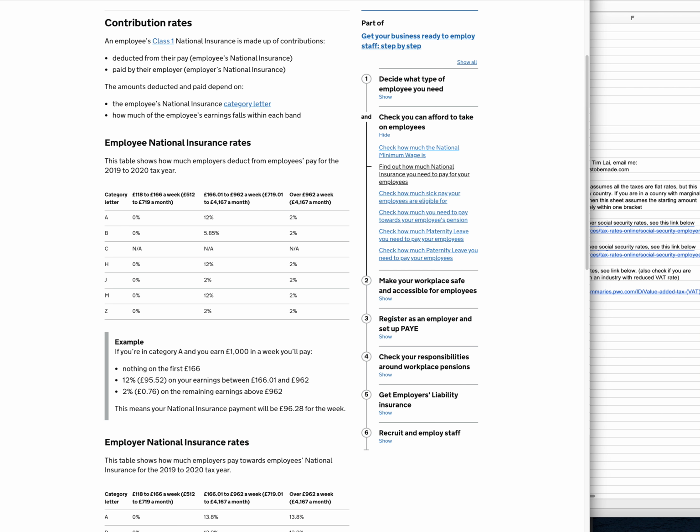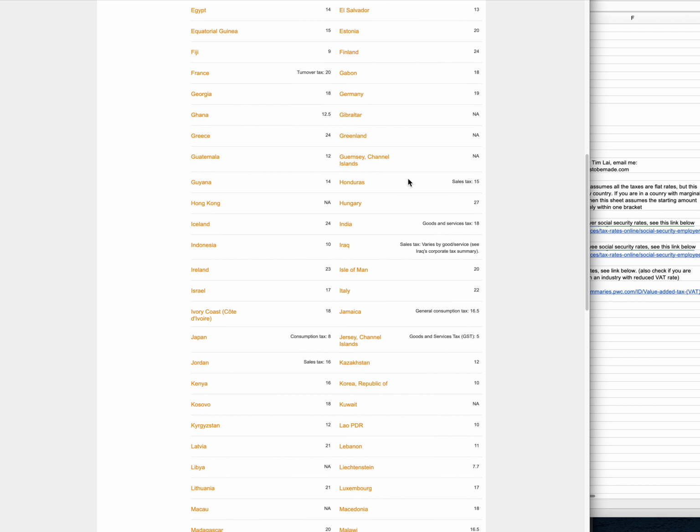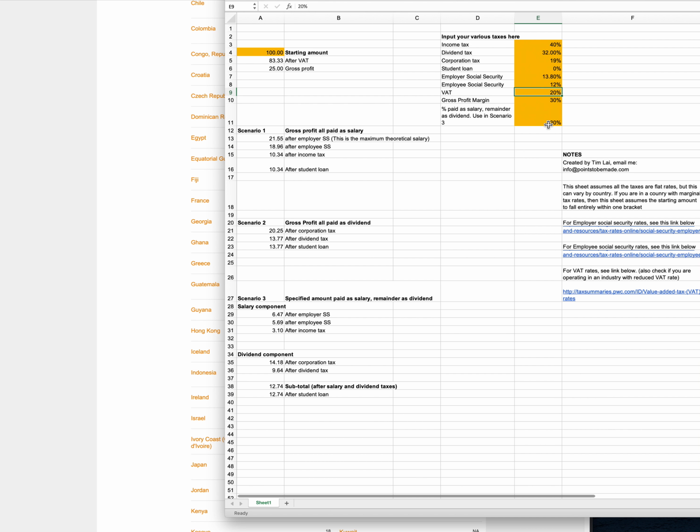Okay, VAT is 20%. Let's open this tab again, and I've already got the VAT rates preloaded. Most European Union countries are going to be in the region of 17 to 27%. For instance, here's Estonia 20, Finland 24, Germany 19, UK is 20%.